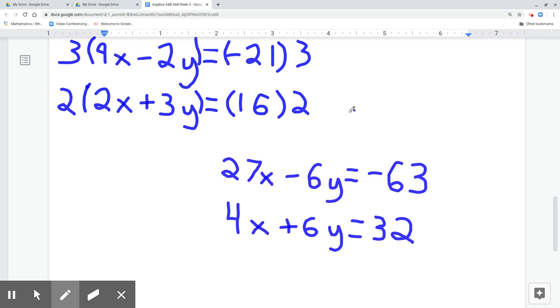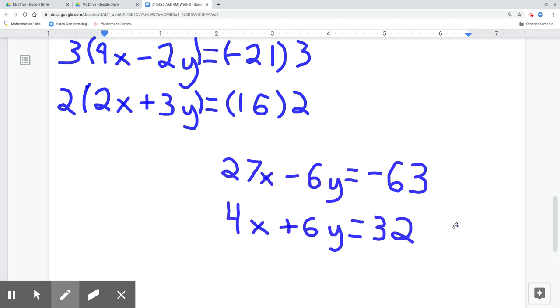Now we'll go ahead and take a look at how we came up with the second equation, the one on the bottom. We multiply 2 times 2x, that gave us 4x, and we multiply 2 times 3y, that gives us 6y. And on the right side, we multiply 16 times 2, and that gives us 32.